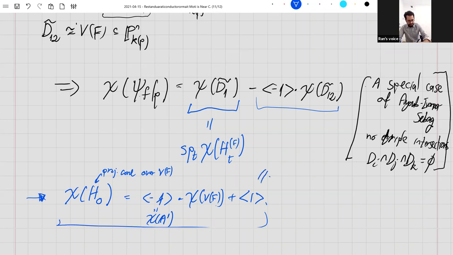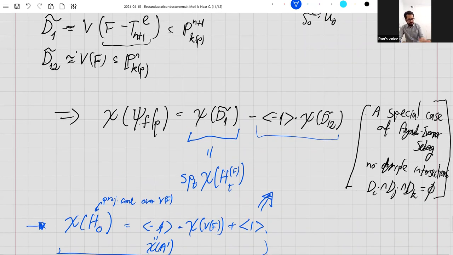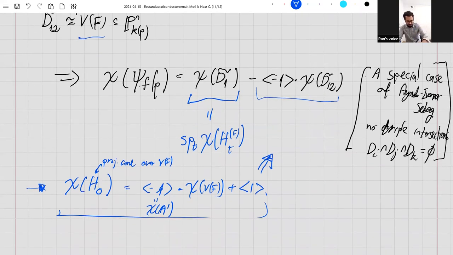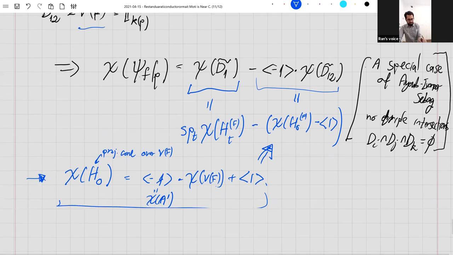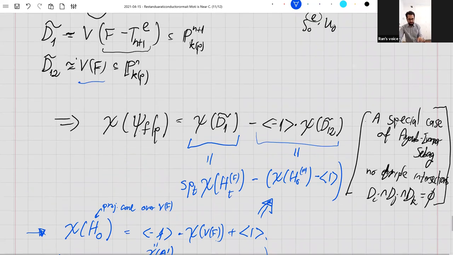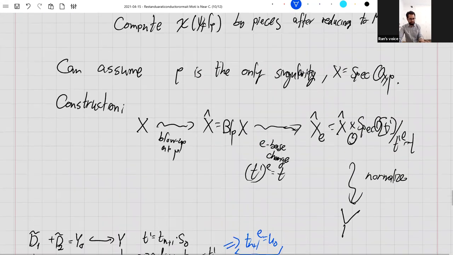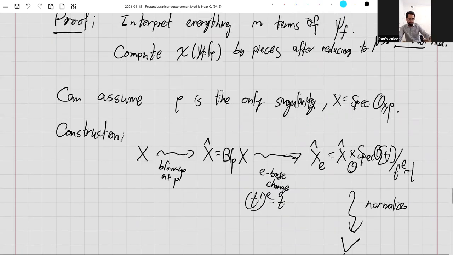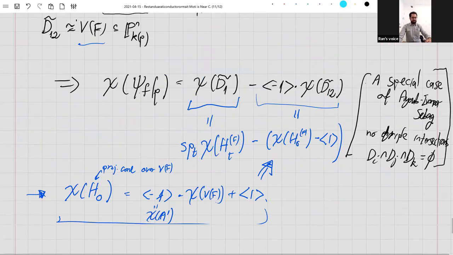If I apply it here, D1 2 tilde is phi of f. So I get that this thing equals minus chi of H0 of f minus 1. And then if you just look at what I wrote here, then this is the theorem that I formulated. And so that's the idea of the computation of the theorem.